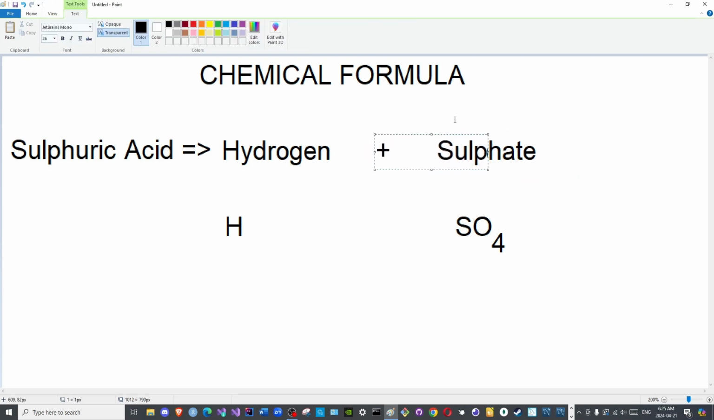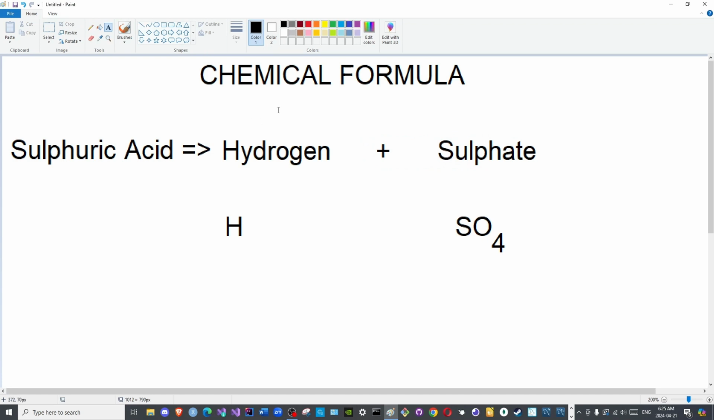We will cover an example or two of how we can deduce a chemical formula for a compound. Here, for example, we have sulfuric acid, which is comprised of hydrogen and sulfate. How are we able to deduce the chemical formula of sulfuric acid? We must know the ions of the constituents. Otherwise, we will be unable to deduce the chemical formula.